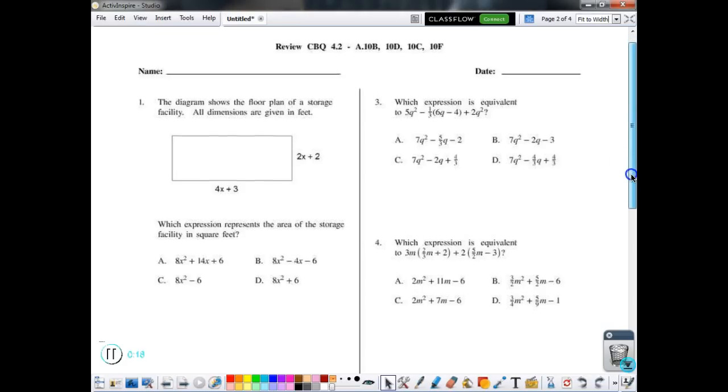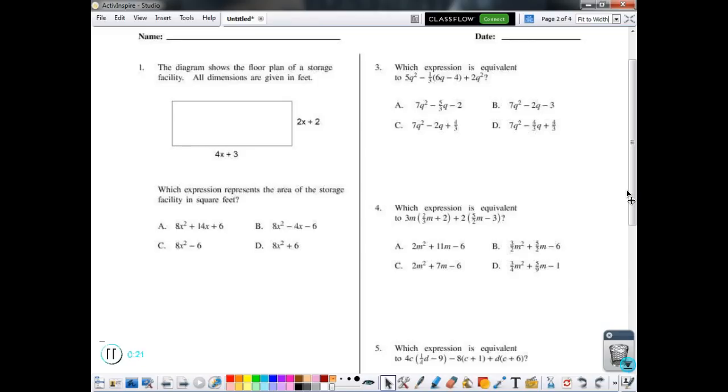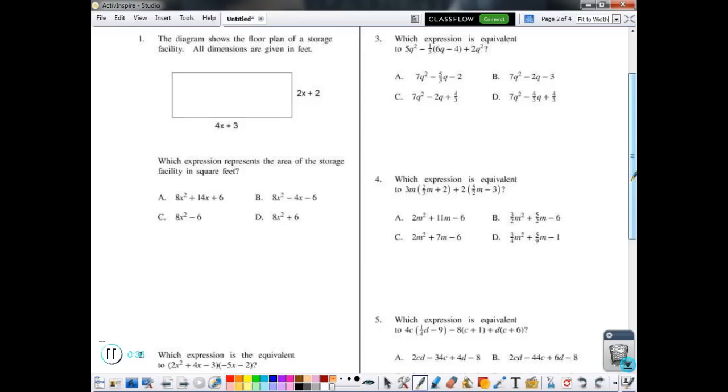Alright, so number 1, the diagram shows the floor plan of a storage facility. All dimensions are given in feet. Which expression represents the area of the storage facility in square feet? So how do I find the area of a rectangle? Length times width. Adding up all the sides is the perimeter. Okay? So we want the length times the width. This is the length, this is the width. So the area would be 4x plus 3 quantity times 2x plus 2.